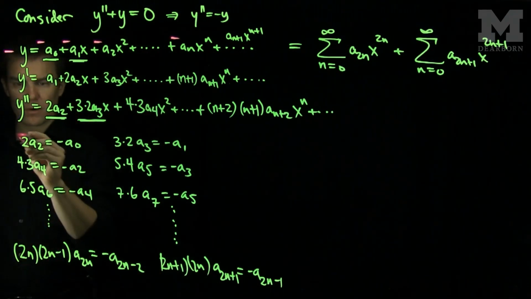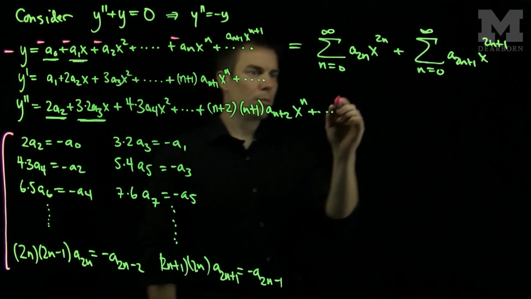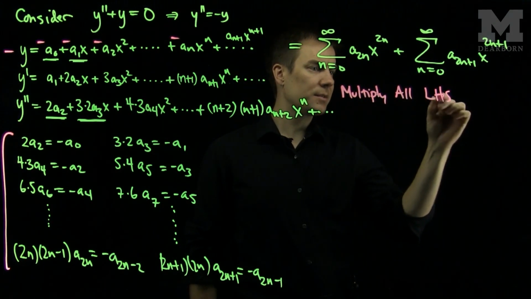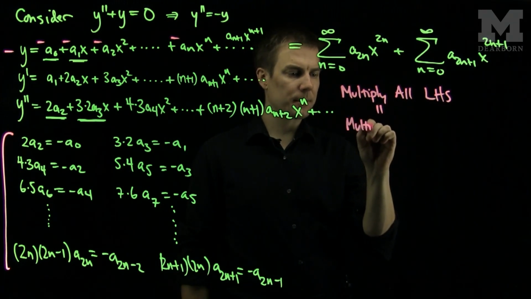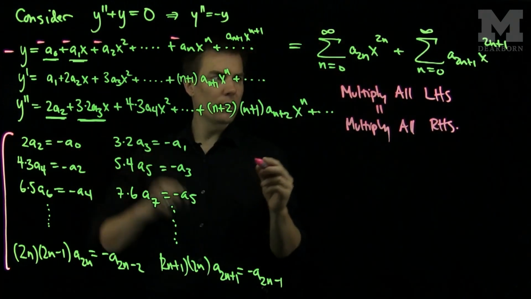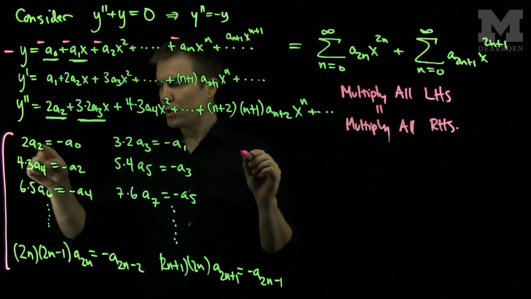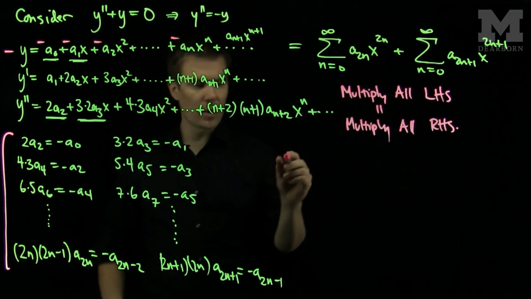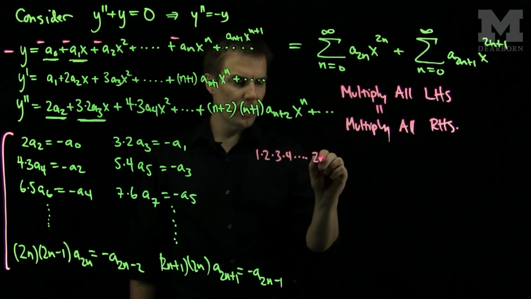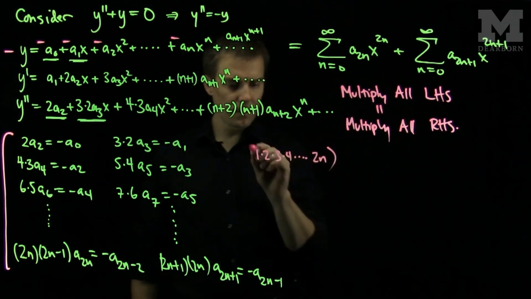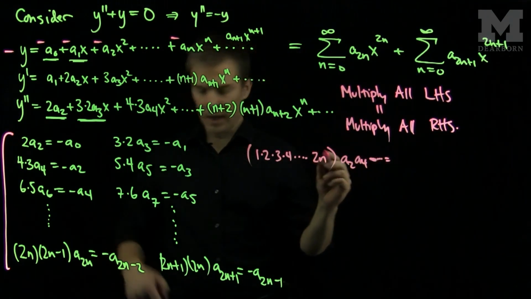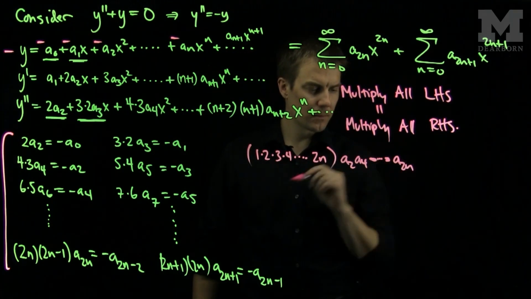If we look at this first column over here, we're going to multiply all left-hand sides, and that will be equal to what we get if we multiply all right-hand sides. If we multiply all the left-hand sides, we will have 2 times 3 times 4 times 5 times 6 all the way up to 2n. So we'll have 1 times 2 times 3 times 4 all the way up to 2n, and we'll have a2, a4, all the way up to a2n.